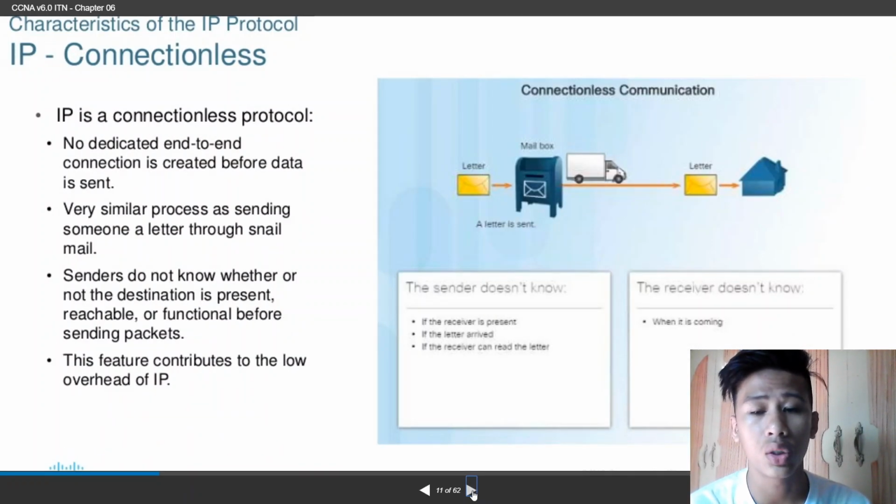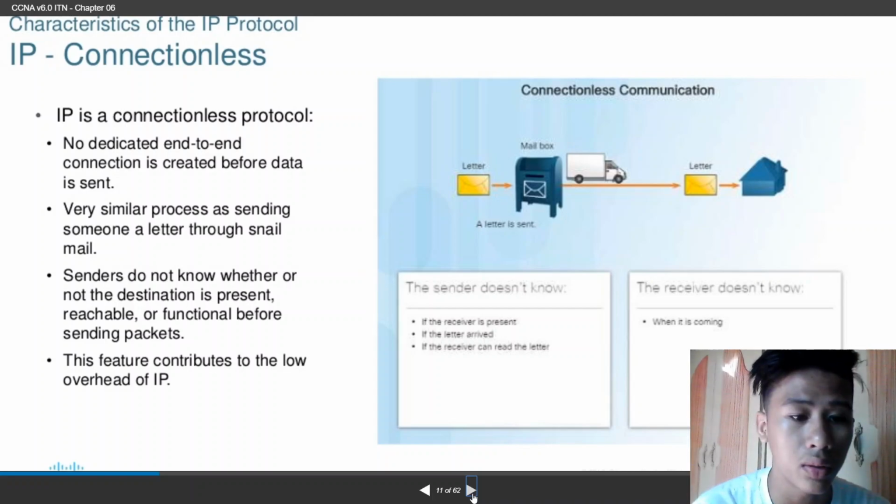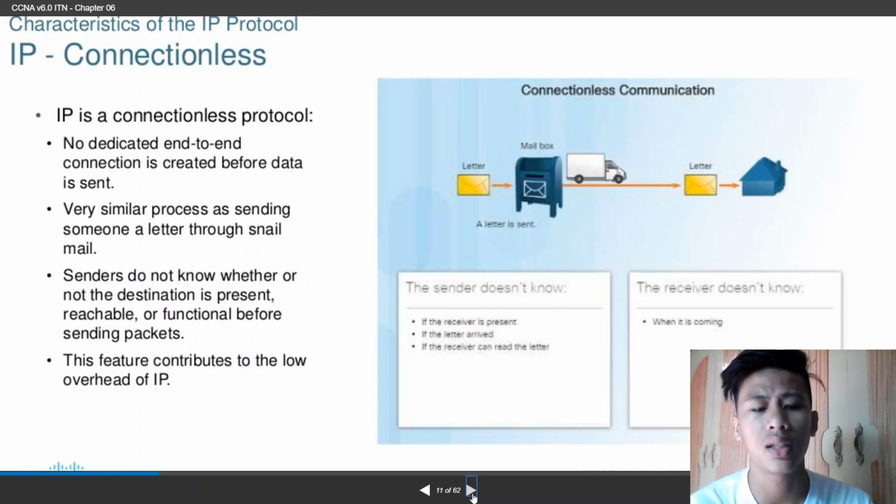IP is a connectionless protocol. It is a very similar process to sending someone a letter through snail mail, and then the sender does not know whether or not the destination is present, reachable, or functional before sending packets. No dedicated end-to-end connection is created before the data is sent.